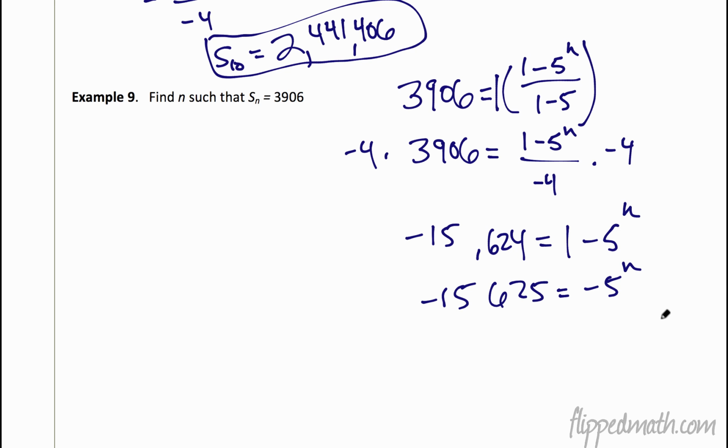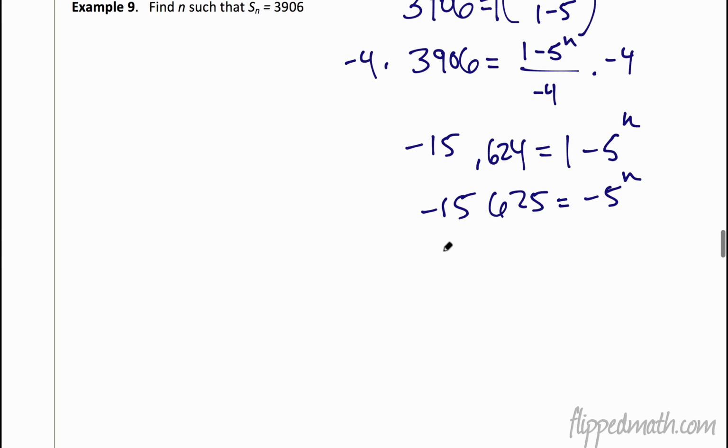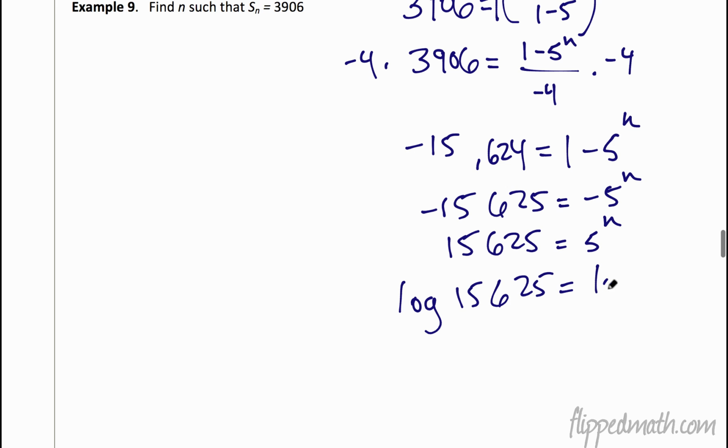So now what? I'm going to get rid of that negative because I hate negatives. Multiply both sides by negative 1. So 15,625, that equals 5 to the n. Now, you might be able to say, oh, I'll just put it in my calculator, guess and check. But let's take some logs because you love logs. Everybody loves logs. So we take the log of both sides. Now you know how to do that. And what does that do? That brings the n down. So we get n times the log of 5 equals the log of 15,625.